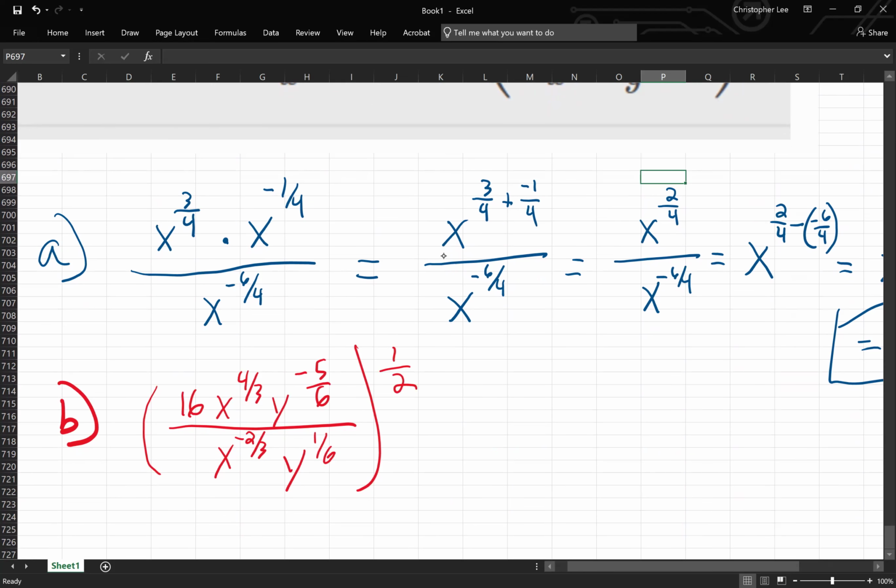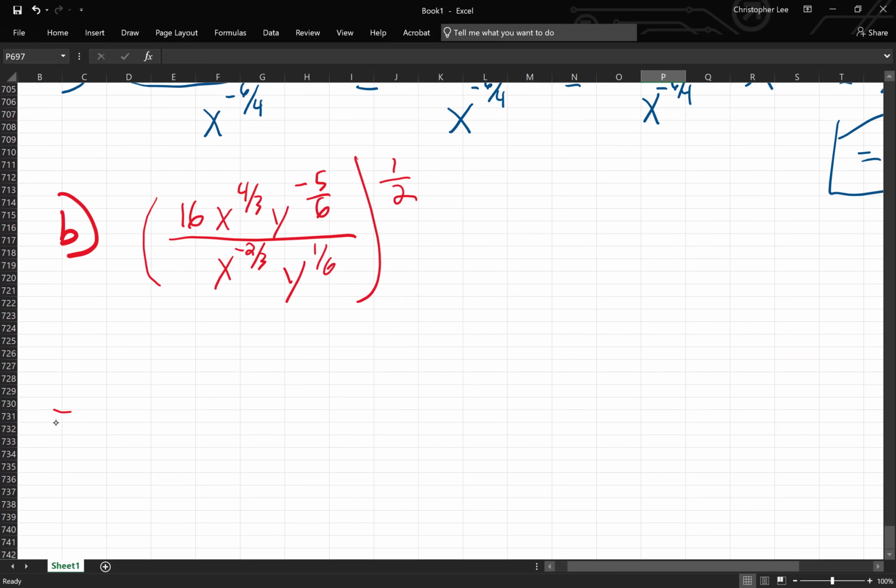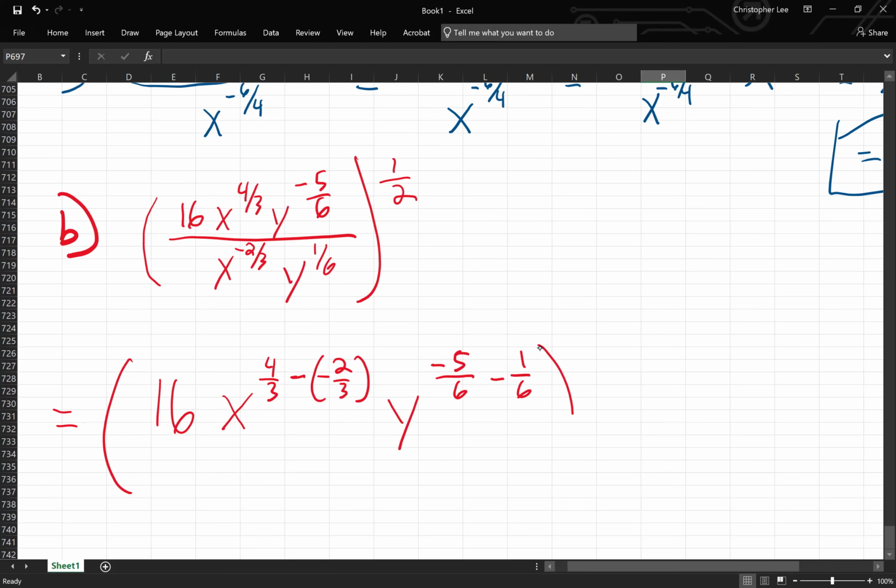All right, so here's the trick, right? Do the inside first, then work on the outside. So I still got the 16, right? But whenever I'm dividing exponents, what do I do to the powers? Not multiply, subtract, right? So this is going to be 4 over 3 minus the negative 2 over 3. And then y to the negative 5 over 6 minus the 1 over 6. And of course, all of that raised to the half power.